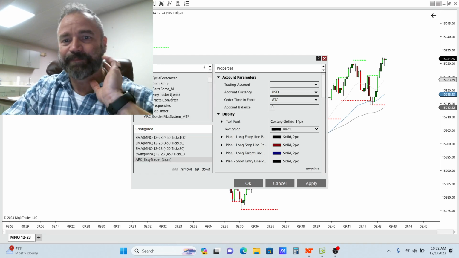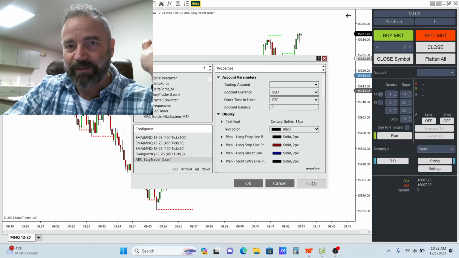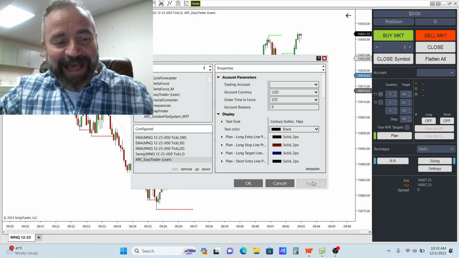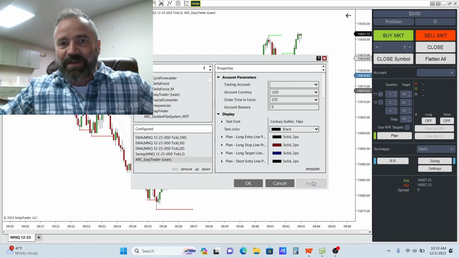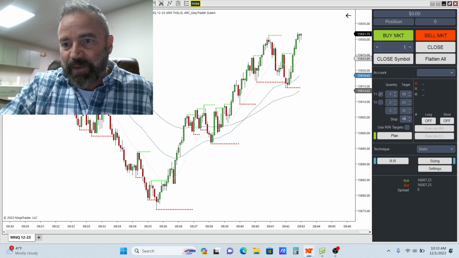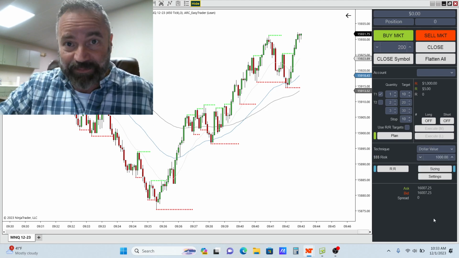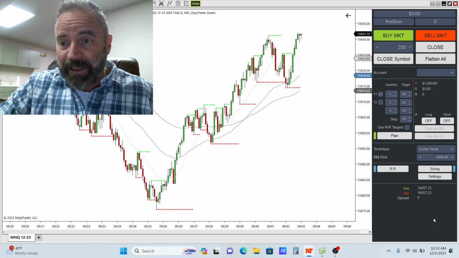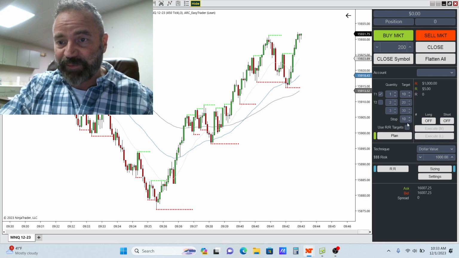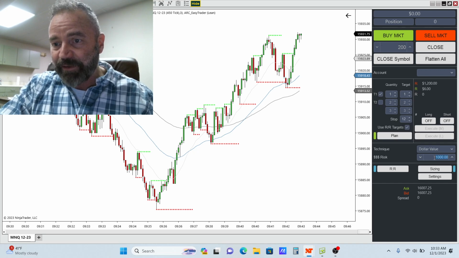Easy Trader, right here. The best indicator on the market, bar none. Because what this indicator does is it allows you to manage your money properly. I always put a fixed dollar amount, and it helps me trade and manage my money. So I'll click on here, dollar value.